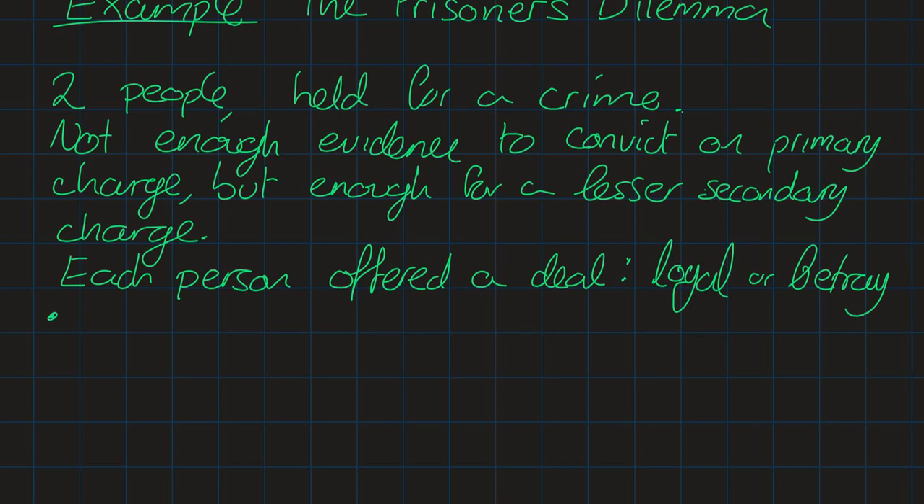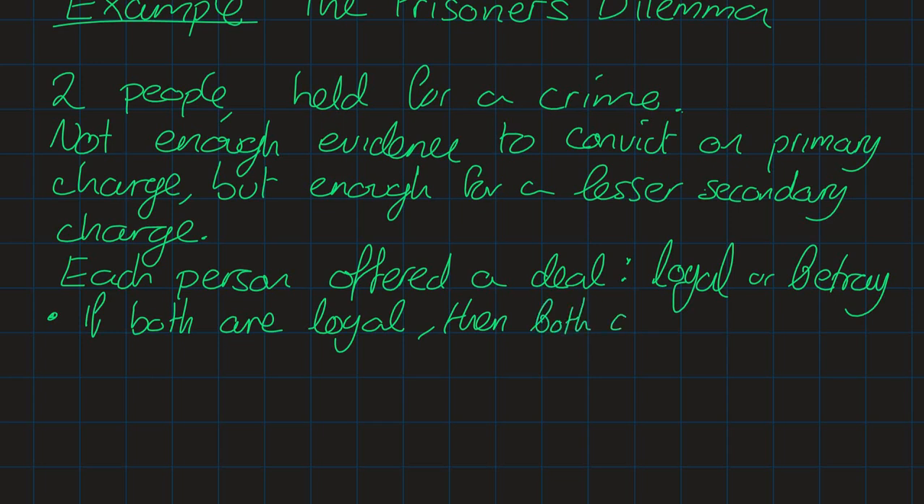And the outcomes are as follows. If both of them are loyal, then they'll both receive 1 year in prison. And they both get 1 year in jail. If one of them is loyal and the other one betrays, then the betrayer is set free, but the loyal person, the person who was betrayed, gets 3 years in prison.